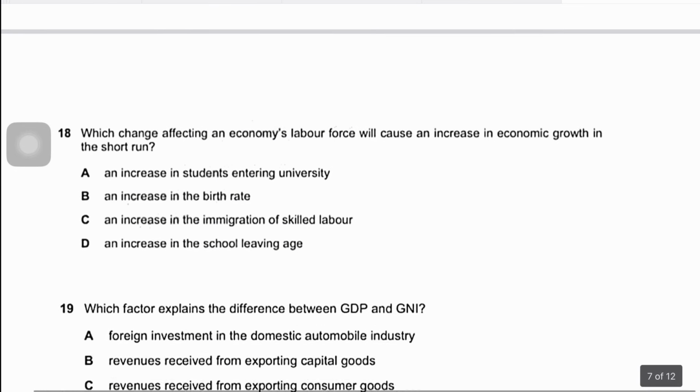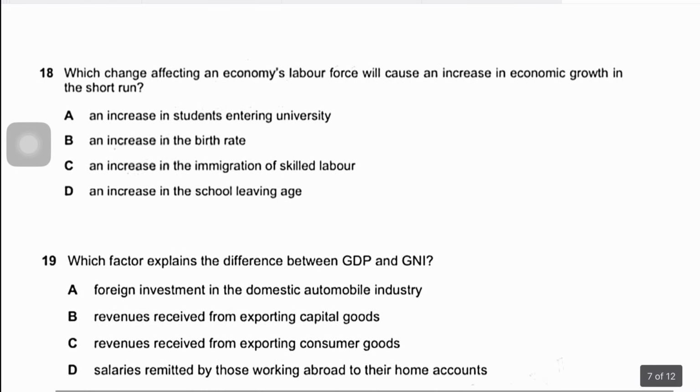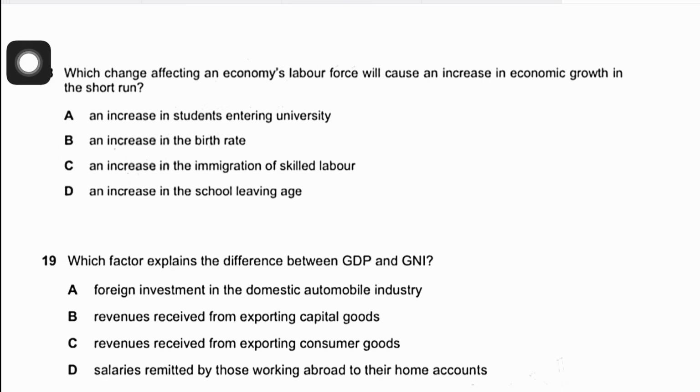Moving forward, question number 18 says which change affecting an economy's labor force will cause an increase in economic growth in the short run? So we need to figure out what is going to change among the 4 answer options that is affecting the economy's labor force, but that will cause a short-run change and rise in economic growth.